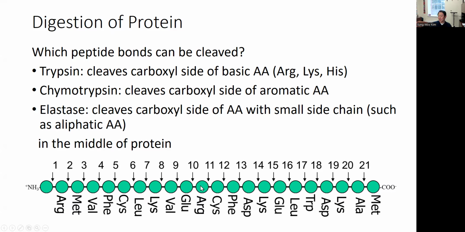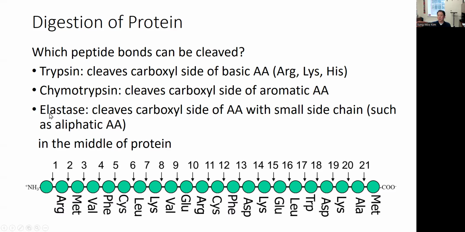And also there's an arginine. Which one, number 10 or 11? Number 11 will be cleaved. And here's another lysine, 14 or 15. The trypsin will cleave number 15 peptide bond, which is on the carboxyl side of lysine, and so on. So that's how you can identify where these enzymes will cleave, digest the protein here, right?